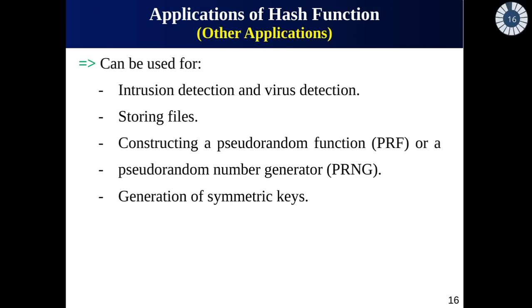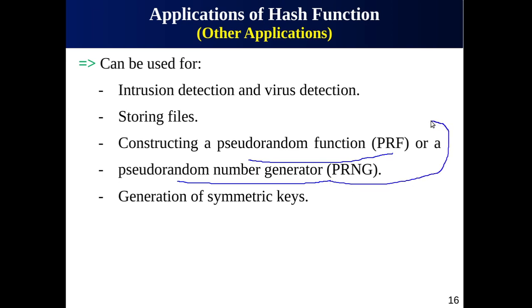And besides that, we also have some other applications. For example, we can use hash functions for intrusion detection and for virus detection systems. We can also use them for storage of files on a system, with the help of secure hash values. You can also use them for storing files on a CD writer or tapes, etc. You can also use the cryptographic hash function for pseudo-random functions or pseudo-random number generation. They are normally used in simulations, but we will not go into the details. And we can also use it for the generation of symmetric keys.